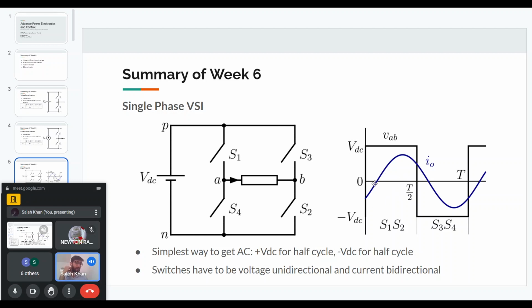Whenever we have a lagging current, we will require devices that are current bidirectional, because the current is both positive as well as negative in each half cycle. So these switches S1 and S2 will have to carry both positive as well as negative current, but they only have to block positive voltage. That is why the switches have to be voltage unidirectional and current bidirectional.